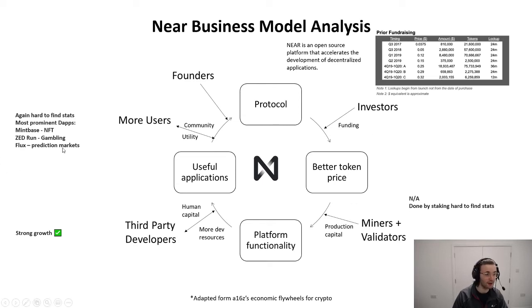I actually didn't check that. I might have just made that up, but yeah, I think you can stake tokens on what the outcome of an event will be. Yeah, really hard to find stats on how many users these guys have.